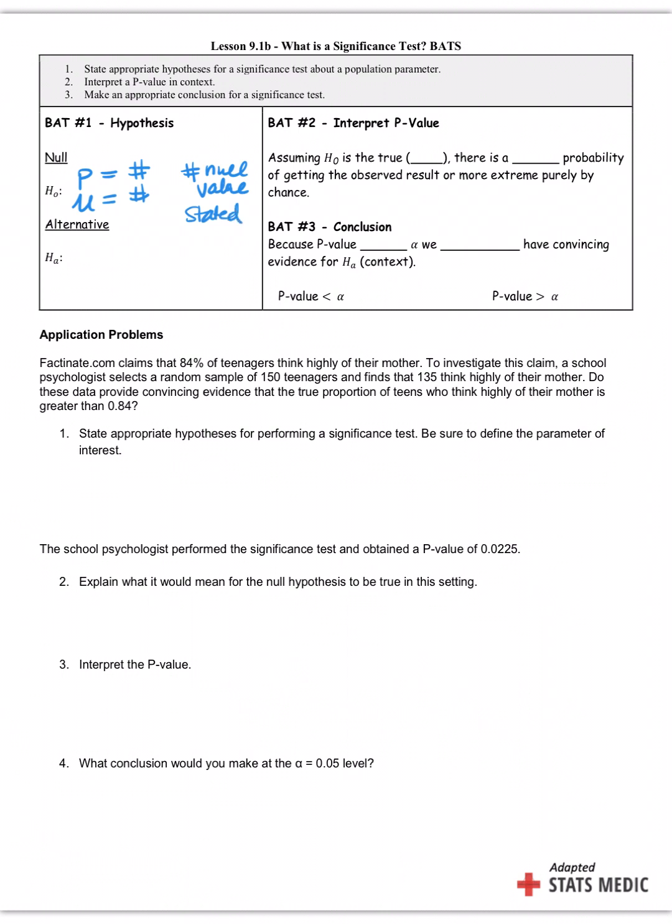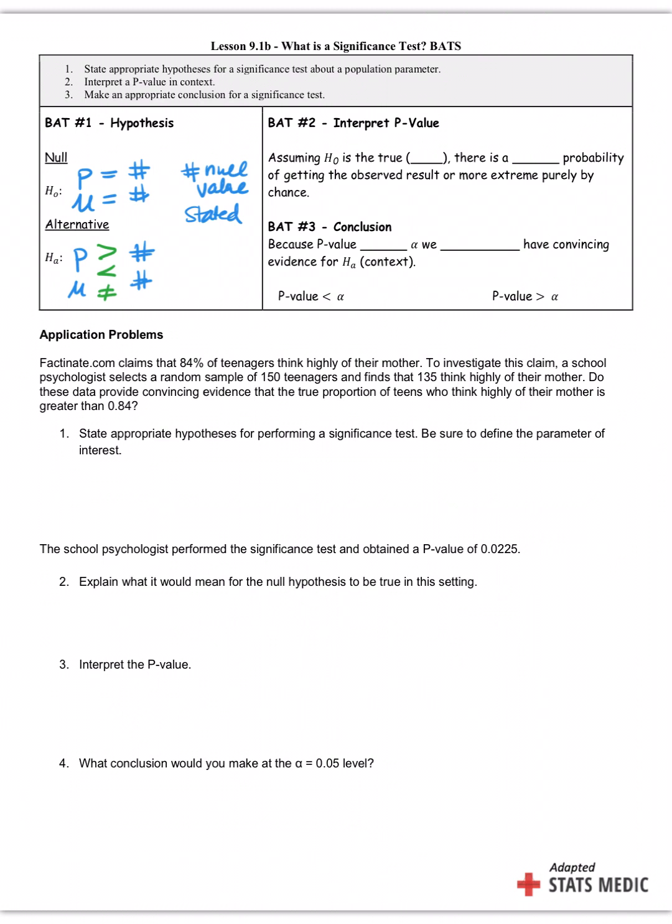Now, notice that the number's the same. Okay? Now, the alternative symbols are going to stay the same. Numbers are going to stay the same. What changes in the alternative, it's no longer equal. It's either greater than, less than, or not equal to. Was she exaggerating? Well, that would mean it would be less than, right? Let's see.